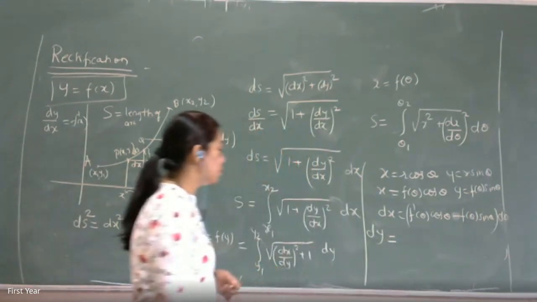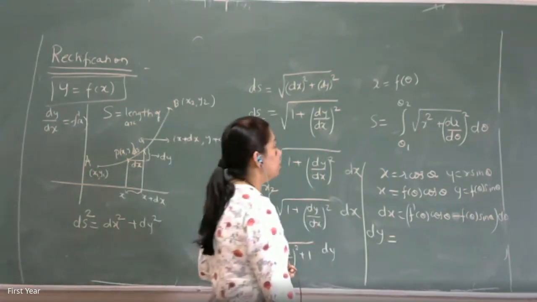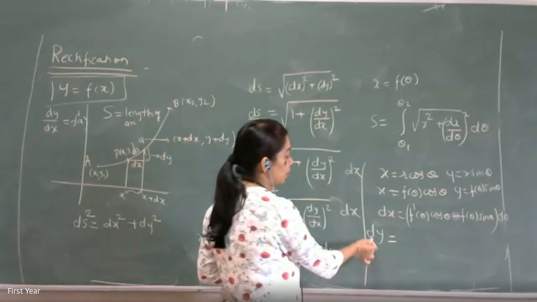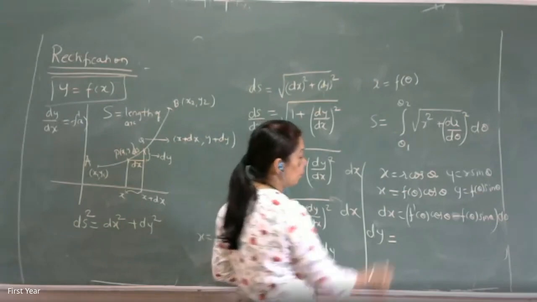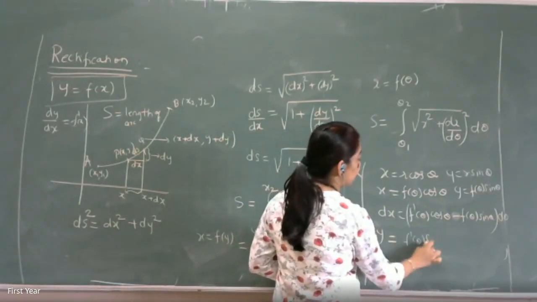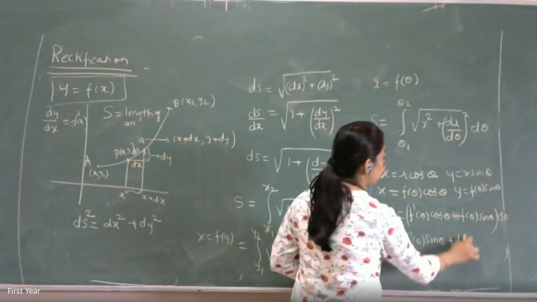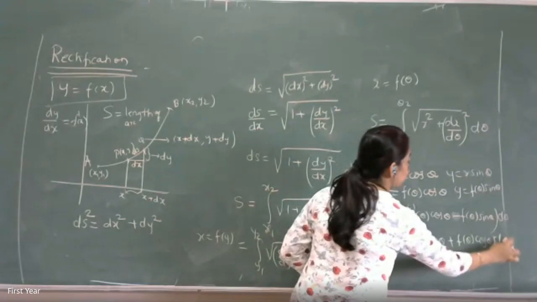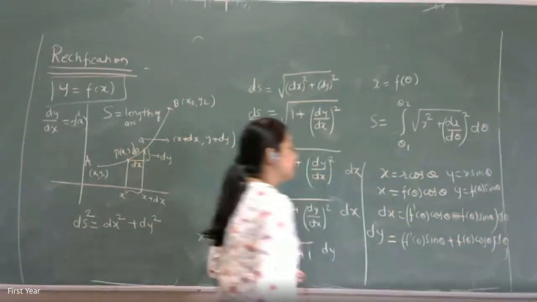This is what I had promised in the first lecture: not only the mechanism but how it arrives at that. That also I try to help you understand. So dy is equal to f dash of theta into sin theta plus f of theta into cos theta, then d theta. Because in both places it will be d theta, I can take it outside.